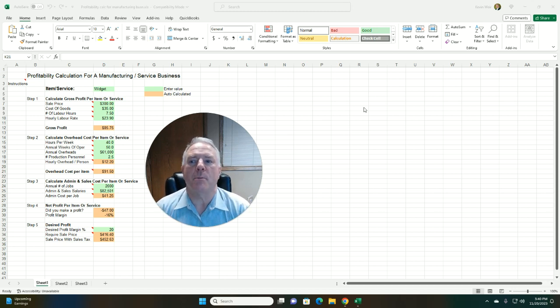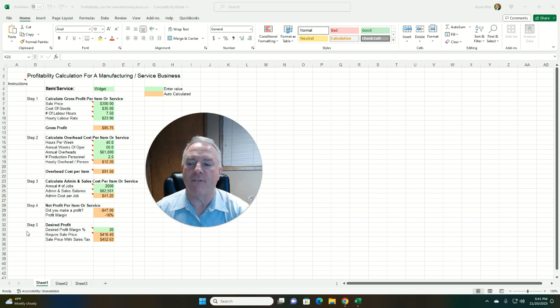I wanted to introduce you to the profitability calculation for manufacturing and service business. So I'm going to go through this, and what this is going to do is help you determine the right price for your products out in the marketplace. So we've got the item name as a widget in this case. Now the light green is where you enter the values, and the darker color here is the auto-calculated number.